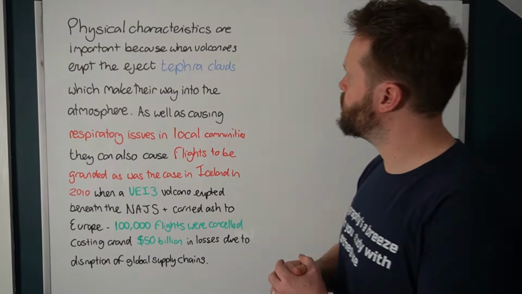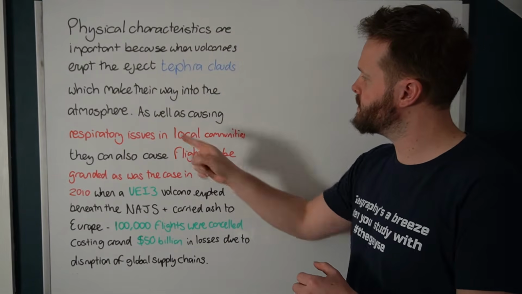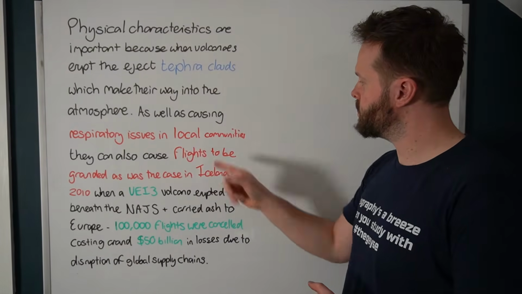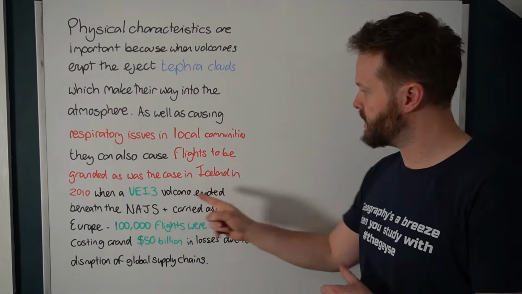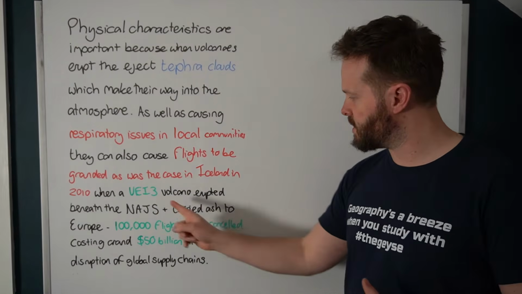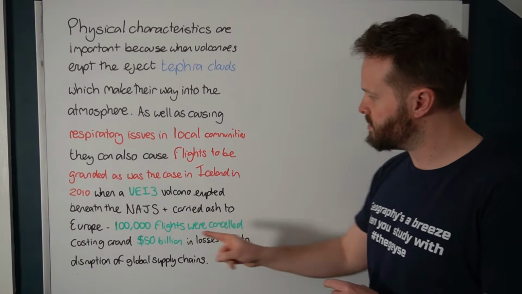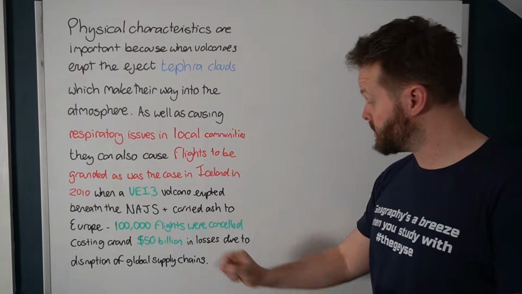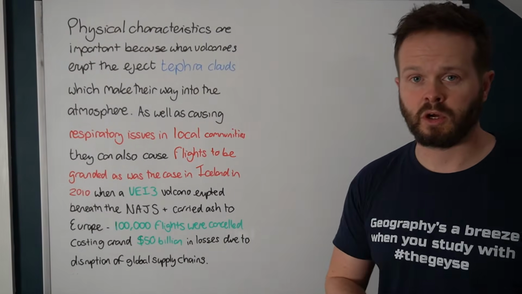Physical characteristics are important because when volcanoes erupt, they eject tephra clouds, which make their way into the atmosphere. As well as causing respiratory issues in local communities, they can also cause flights to be grounded, as was the case in Iceland in 2010 when a VEI 3 volcano erupted beneath the North Atlantic jet stream and carried ash towards Europe. Hundreds of thousands, 200,000 flights were grounded, costing around 50 billion in losses due to the disruption of global supply chains.